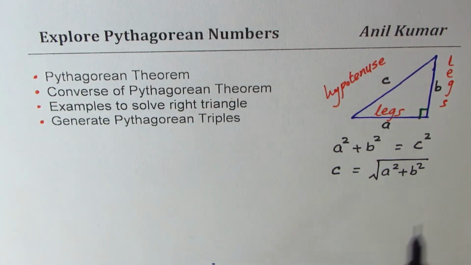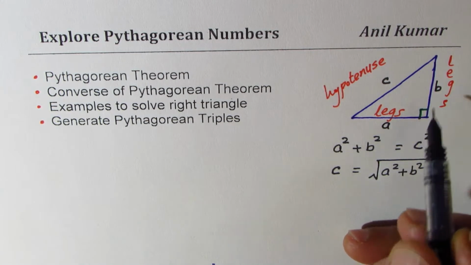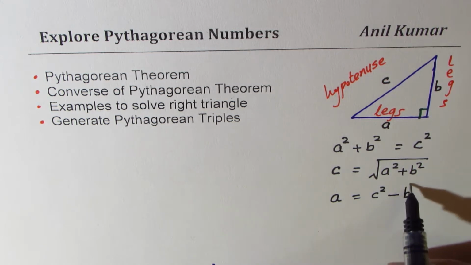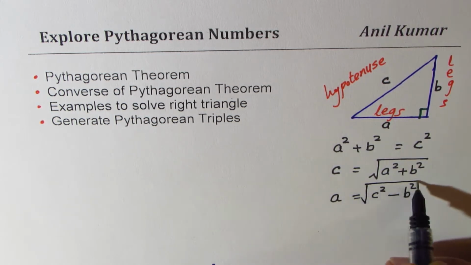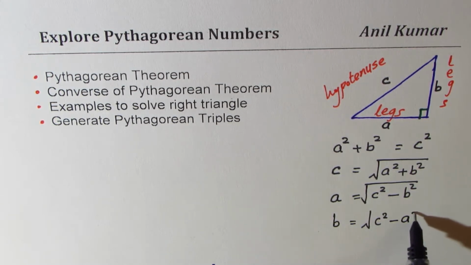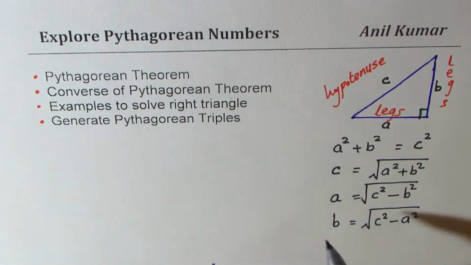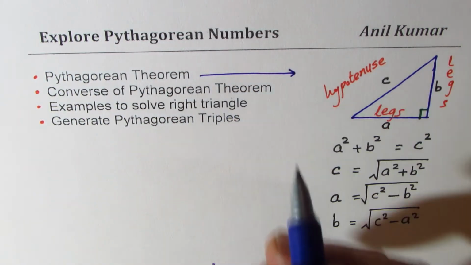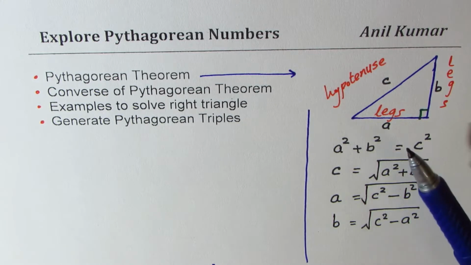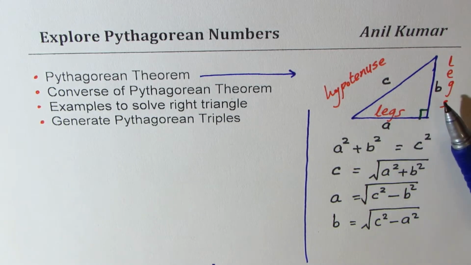Correct? You could also rearrange and find the length of smaller sides, writing a as equal to the square root of c square minus b square, or b could also be written as the square root of c square minus a square. So this is what Pythagorean theorem is all about, and it can be seen in so many different ways. As you see here, you could find the third side knowing two in a right triangle using Pythagorean theorem.